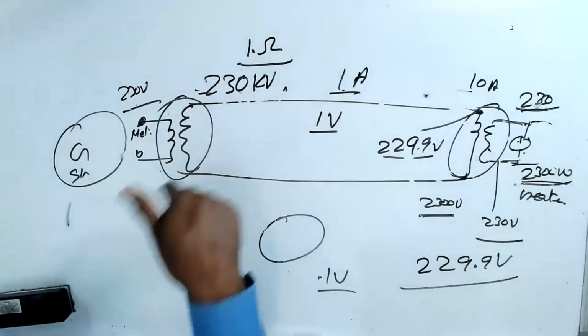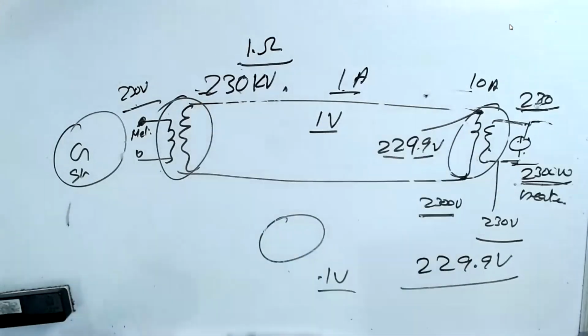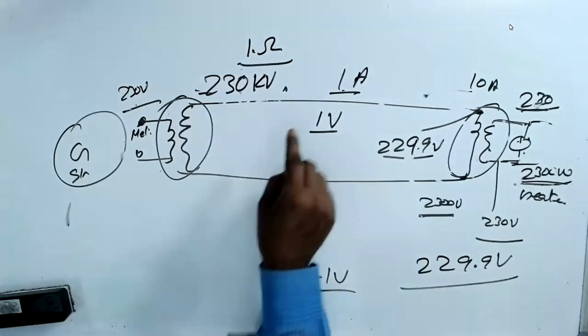By increasing the voltage, I reduce the current. So I can make a smaller cable also. The voltage drop will be less.